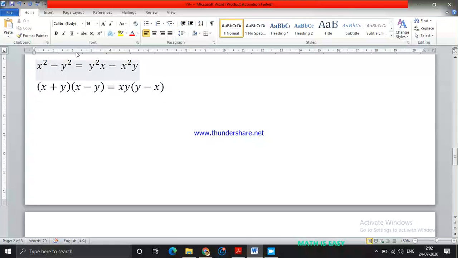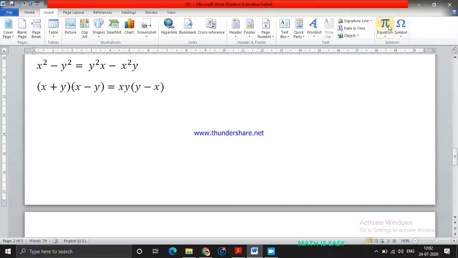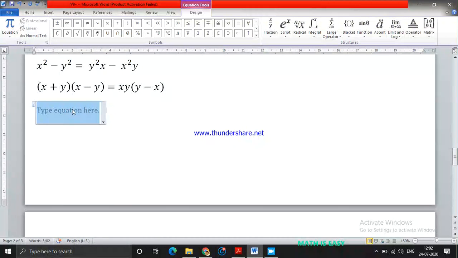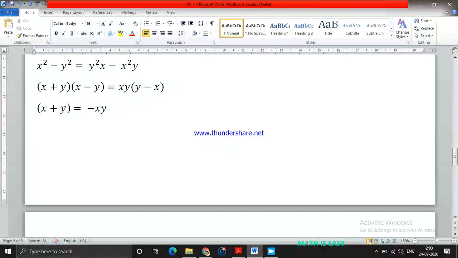So next step, let's see what you can do. There are terms which you can get cancelled, but only thing here is I have x minus y and this is y minus x. If I take minus common from here, then you can cancel, x plus y is equals to minus xy. This is what you will be left out. Because if I take minus common from this term, you will get x minus y and this x minus y will get cancelled. So minus sign will be there.